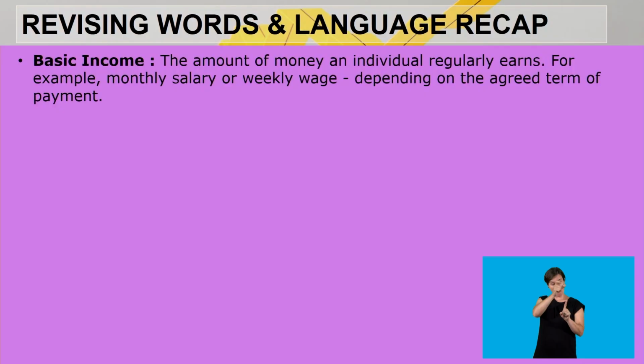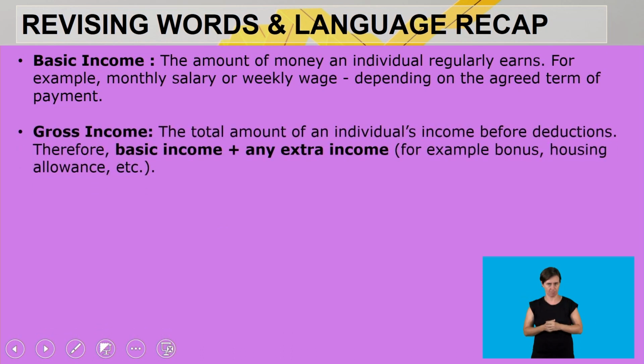Guys, let us quickly wrap up today's lesson. So in today's lesson, we looked at personal income tax, right? So we said that basic income is the amount of money an individual regularly earns. For example, your monthly salary or your weekly wage, depending on the agreed terms of payment. Then we've also looked at gross income, the total amount of an individual's income before deductions. Therefore, it's your basic income plus any extra income. For example, a bonus, your housing allowance, and so on.